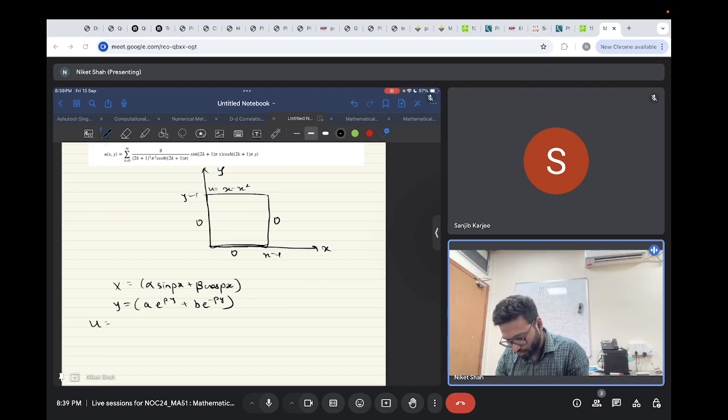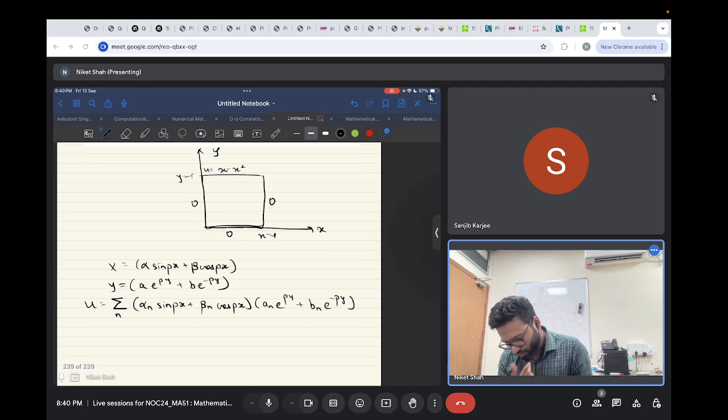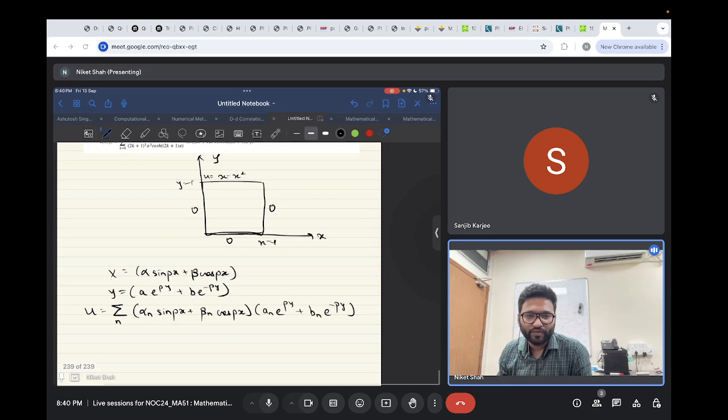The form of u that I will assume, always in the Fourier series form, is the sum over n of alpha n sine px plus beta n cos px, times a n e raised to power py plus b n e raised to power minus py. So this is the form of solution that we can assume. Okay, fine. So now we have to implement the boundary conditions.